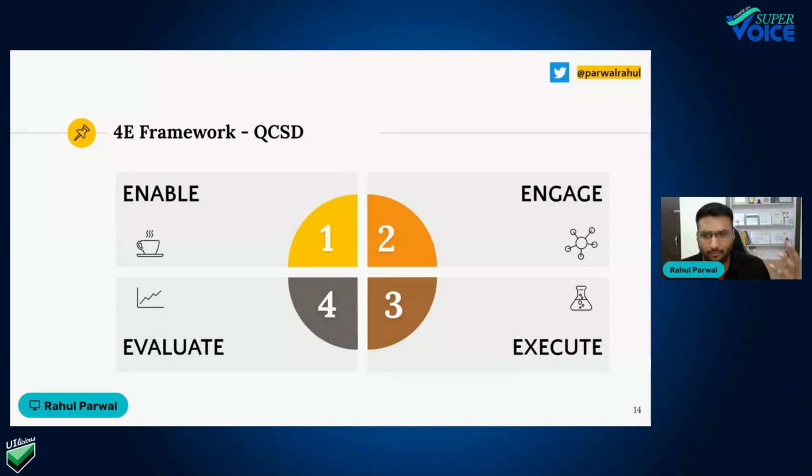Different tools give different metrics that you can use. Know what's working for you, know what you have to improve the next time, know what's absolutely not working for you or what doesn't fit your context. Gather this data and just focus back on the enable, engage, and execute part. So that's kind of the 4E framework that QCSD talks about.